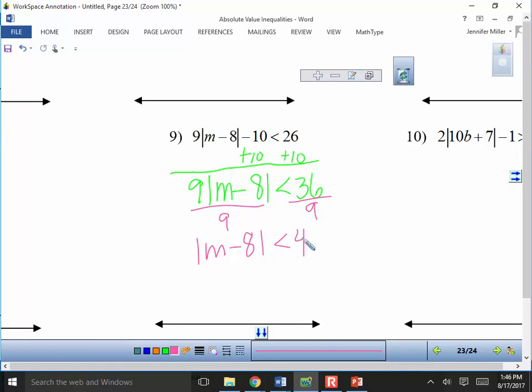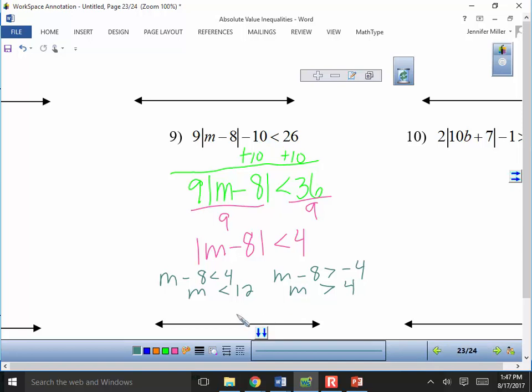Now that we have the absolute value by itself, we can break it up into two inequalities, right? The first one being m minus 8 is less than 4, and the second one being m minus 8 is greater than negative 4. Good. When we solve, we get m is less than 12, and m is greater than 4. Any questions? Let's graph this.